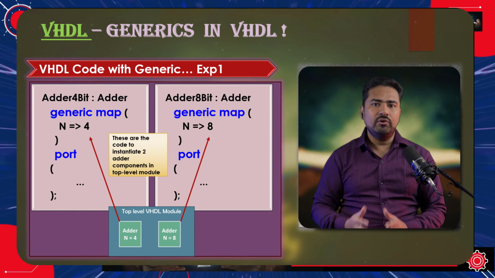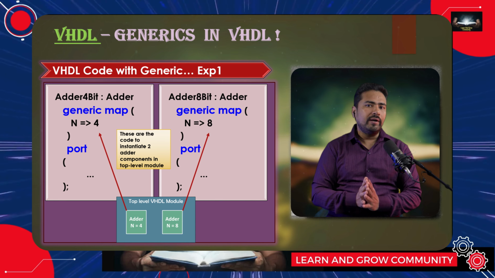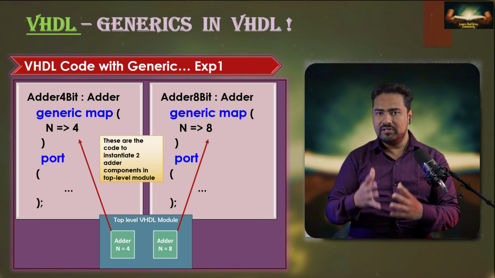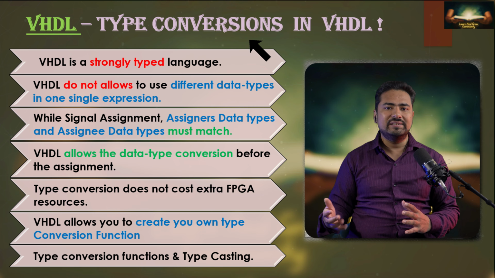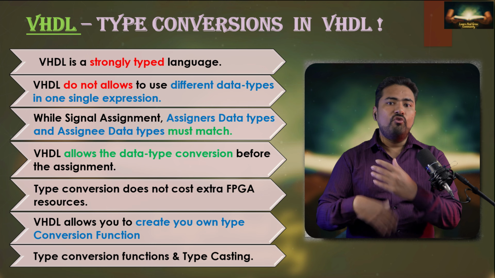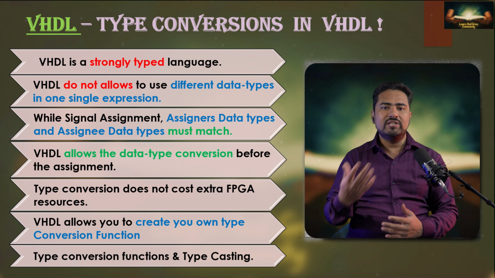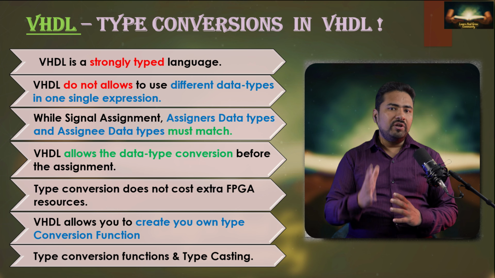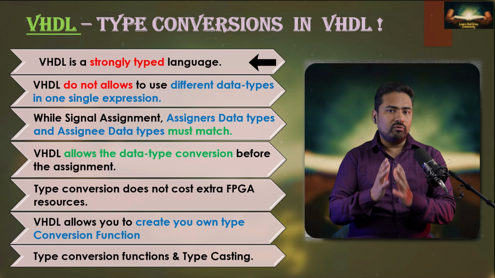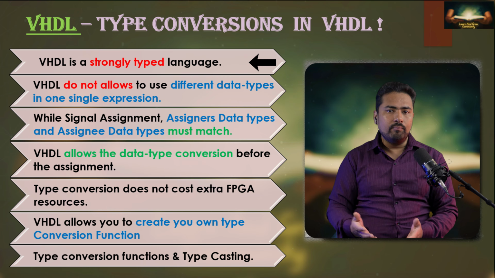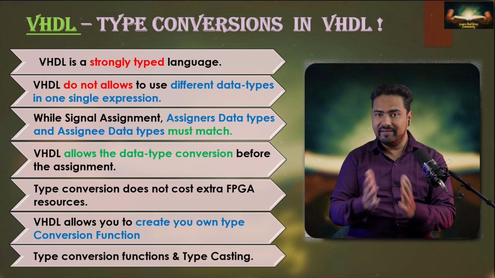Hi, in the last session, we talked about generics in VHDL and we learned how to create flexible and reusable VHDL code. Now, let's talk about VHDL type conversions. Type conversion is a very important topic as you will be going to use them very widely in your VHDL designs because VHDL is a strongly typed language. And if you do not take care of the data types while assigning them or during the operation, then your VHDL codes will generate errors.